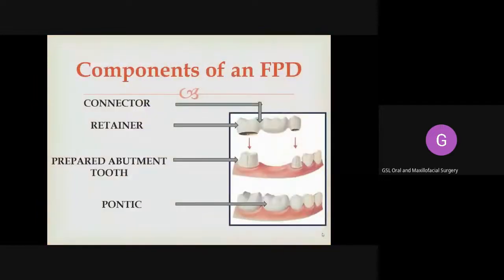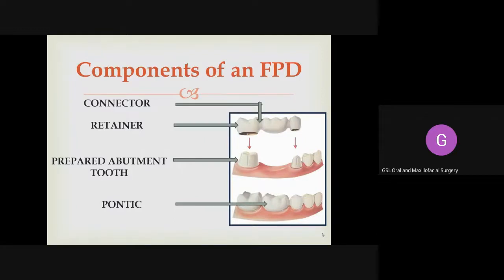Coming to components of a fixed partial denture: connector, which connects the pontic and retainer. Retainer is a complete crown which will be on the prepared abutment tooth. Abutment tooth is not a part of the fixed partial denture. The fixed parts of a fixed partial denture mean only retainer, pontic, and connector. These three are the fixed partial denture components.